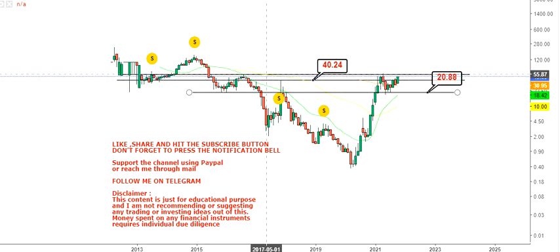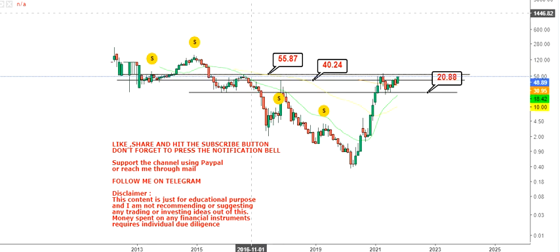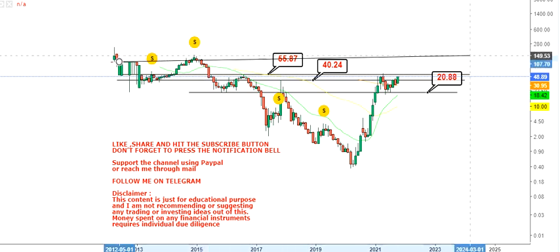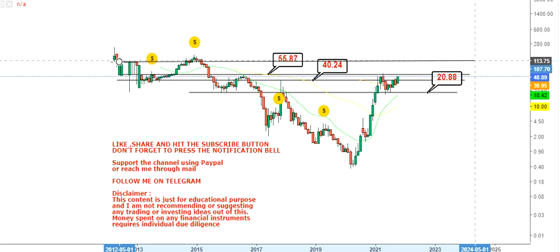Now, one more thing to look at here is this level, which is 55.87. Now 55.87 will not only be your next target but also the resistance beyond which we can say that the levels will open up. Okay, so 55.87 will be the short term level that we are going to look at. Now after 55.87 or $56, we will definitely have two more levels to look at.